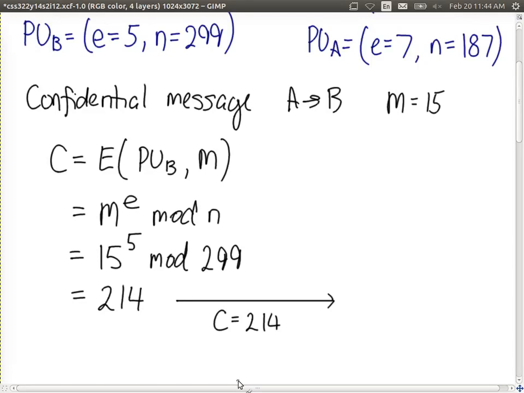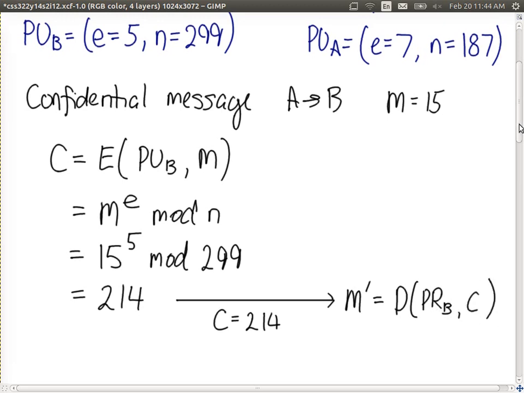Public key ciphers work such that if you encrypt with one key in the key pair, you can only successfully decrypt with the other key in that same key pair. This was encrypted with the public key of B. We must decrypt with the private key of B. So the M that we get when we decrypt will be the decryption, with the private key of B, of the ciphertext received, and we'll see what we get.